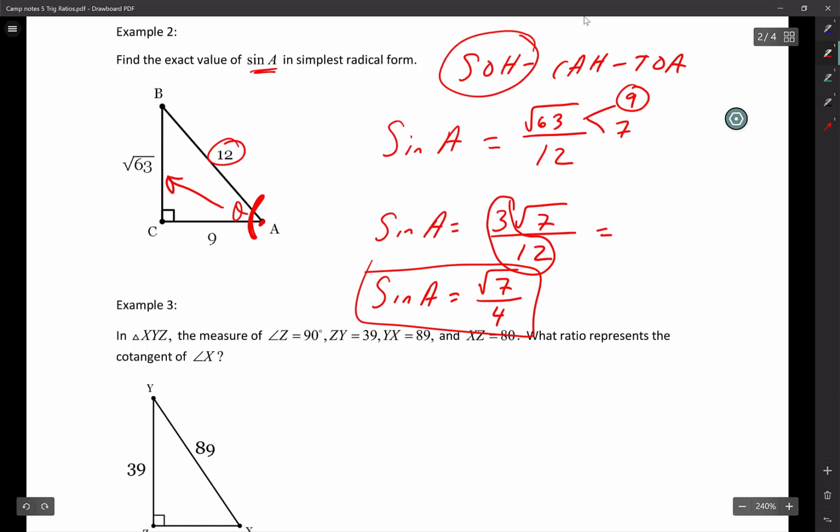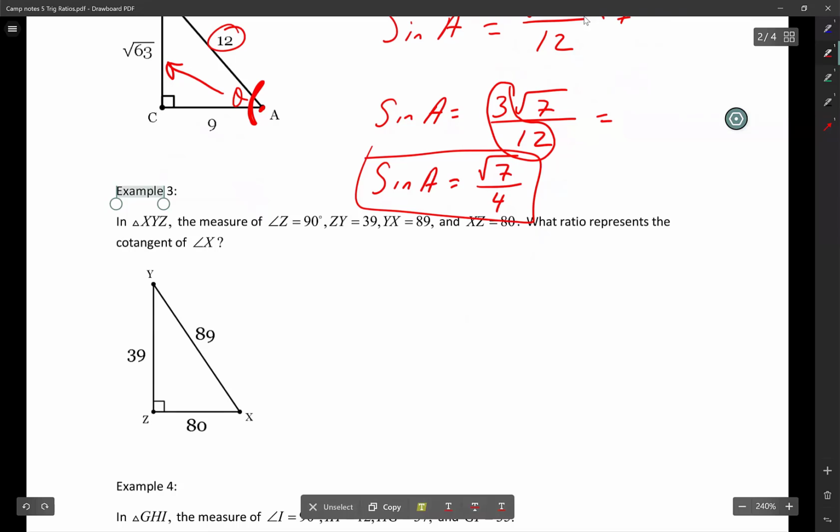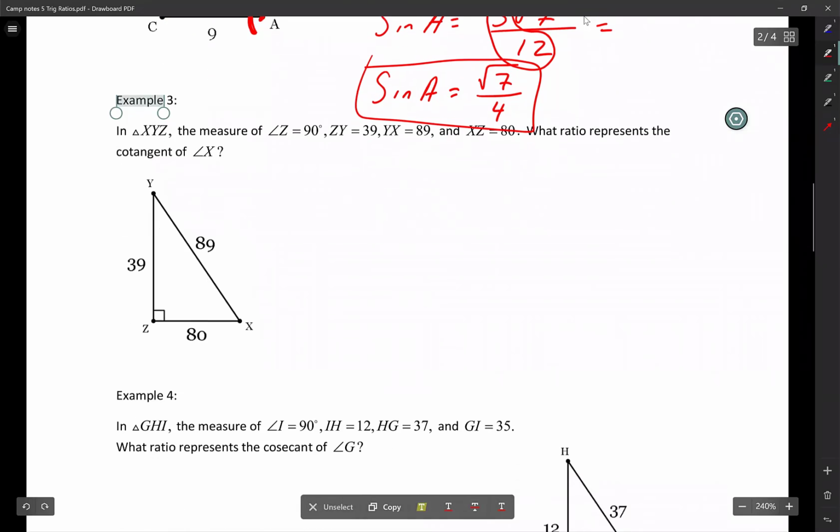And there it is, guys. See, it's not so bad. All this time, you guys were thinking that trig ratios were hard. Look, they're not even that bad. All right, let's keep going.